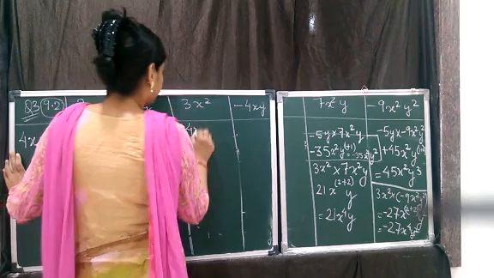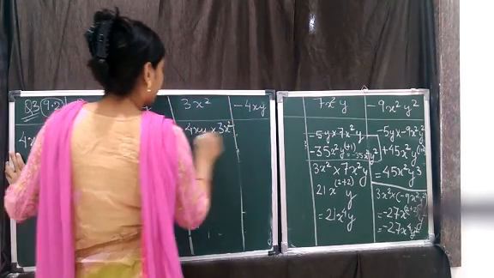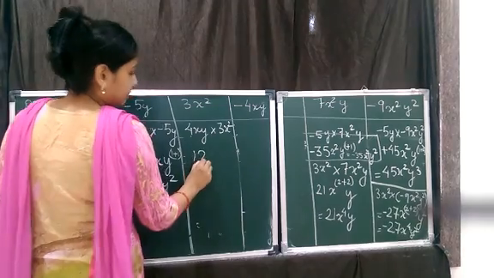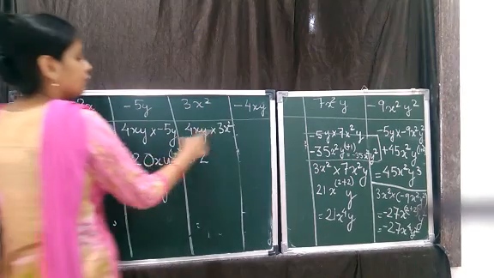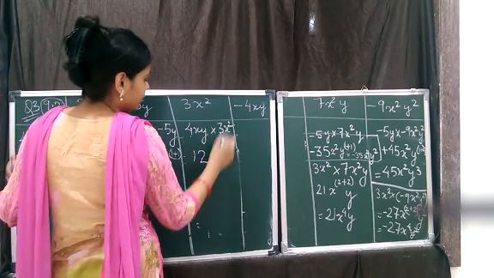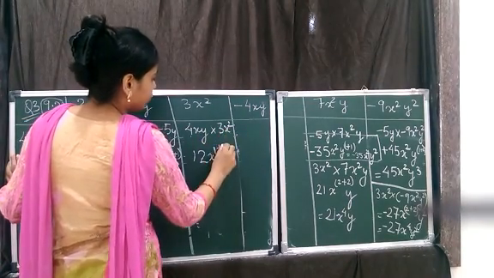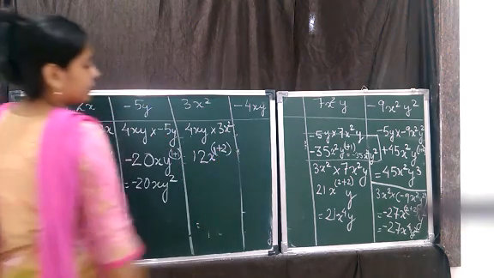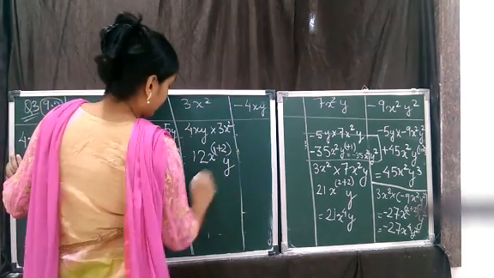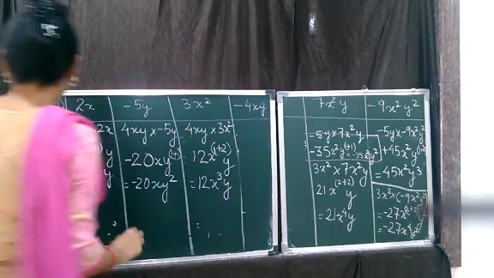Then 4xy into 3x square. 4 2s are 12. 4 3s are 12. Plus into plus is plus. Power of x will be added because x is common. Here it is 2. So 1 plus 2 and y remains y, which gives us 12x cube and y.